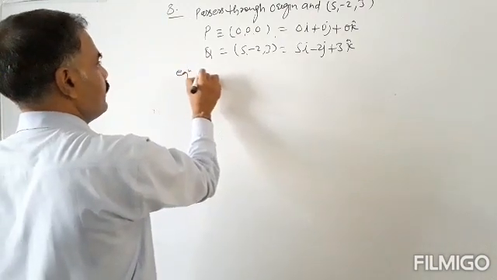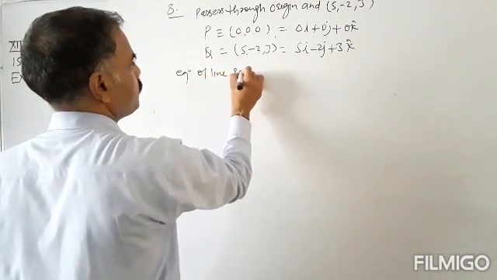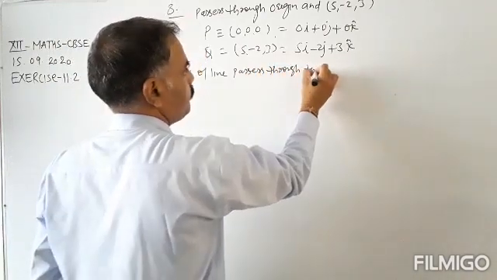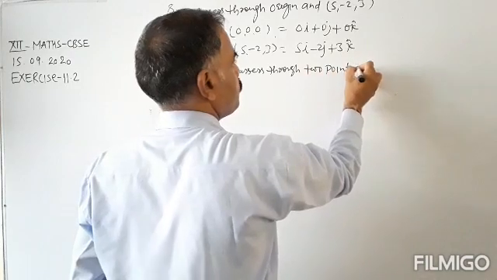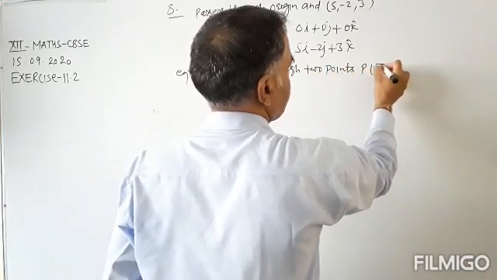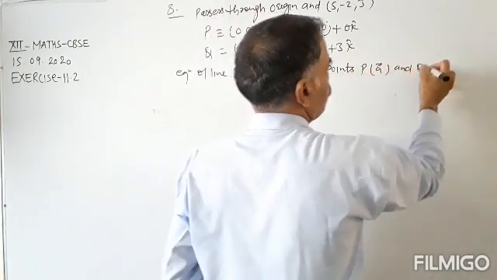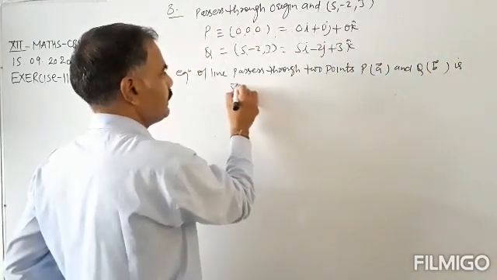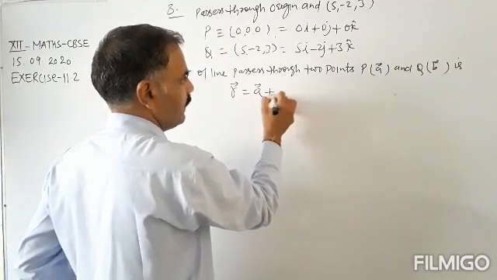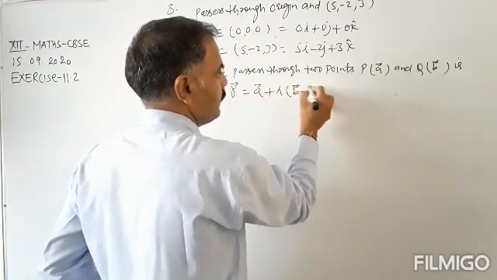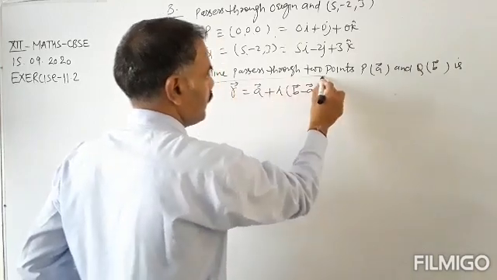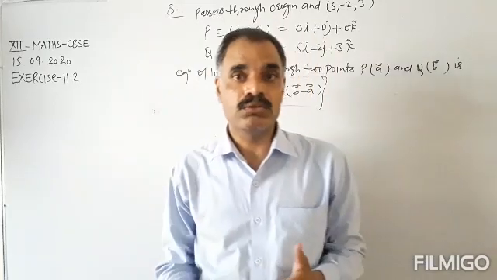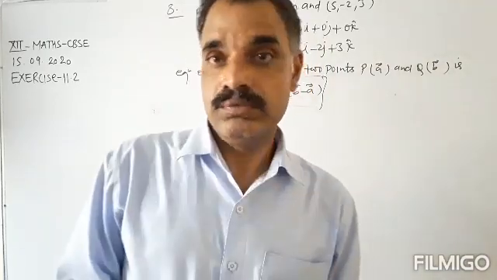So the equation of line passing through 2 points, P with position vector a vector and Q with position vector b vector, is r vector equals a vector plus lambda times b vector minus a vector. This is the equation of line passing through 2 points in vector form.